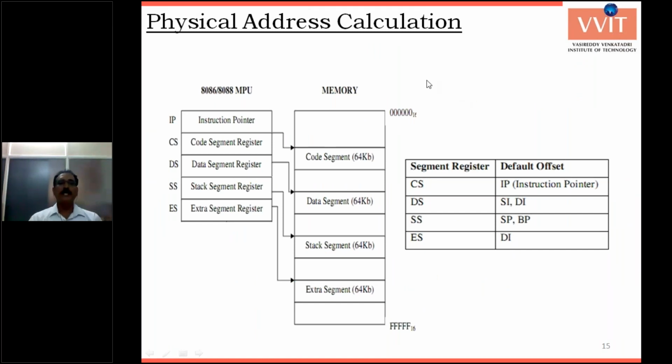Now, the physical address calculation: extra segment, data segment, stack segment, code segment. Each segment register has a corresponding offset referred by a register. Code segment offset is referred into the IP. Data segment offset is referred into the SI and DI. Stack segment offset is referred to the stack pointer or base pointer. Extra segment offset is referred by the DI. These are the default offsets referred into the corresponding segment registers.